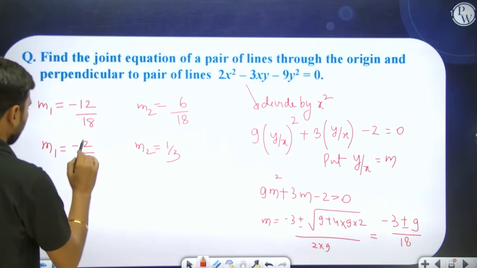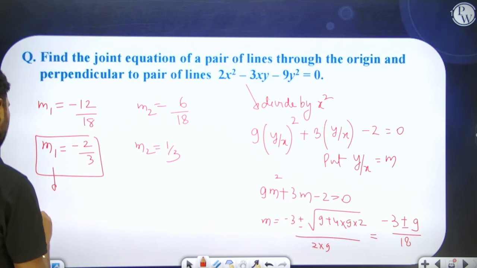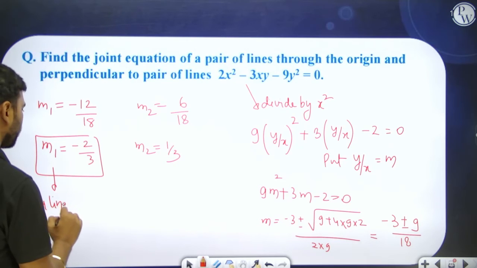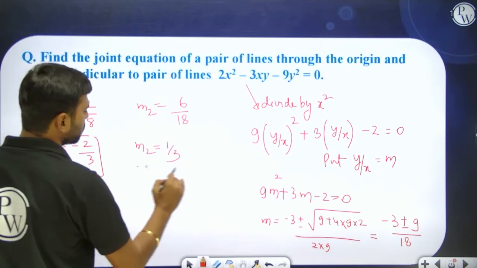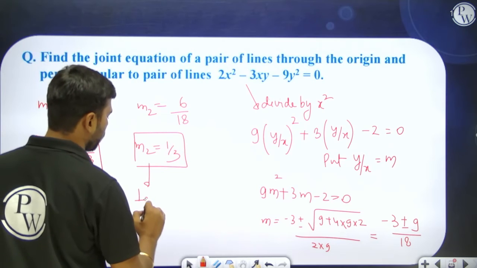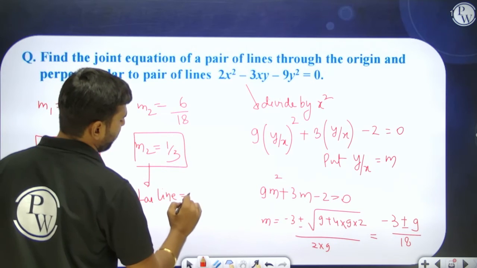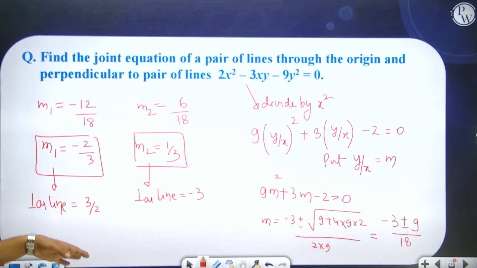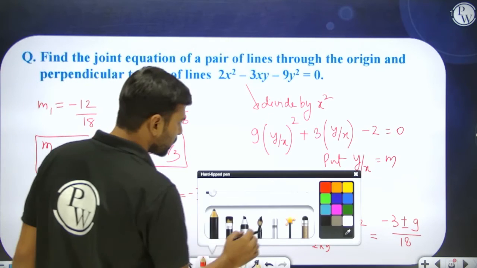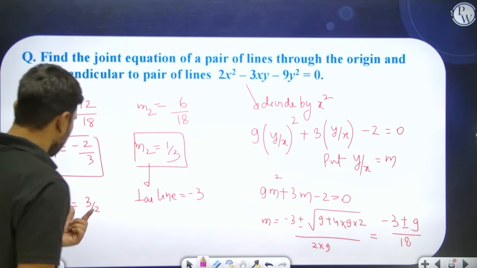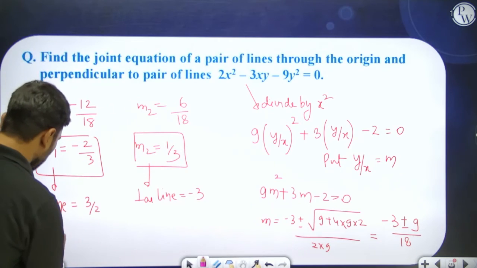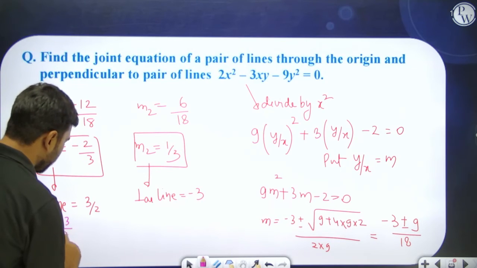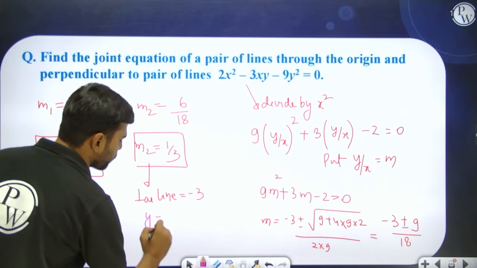So if I want to write down a perpendicular line to this, the perpendicular line will be having slope 3 by 2. The perpendicular line to the other will be having slope equal to −3. So now we need to write down the two lines whose slopes are 3 by 2 and −3 and passing through the origin. Those lines will be written as y = 3/2 x, and y = −3x.